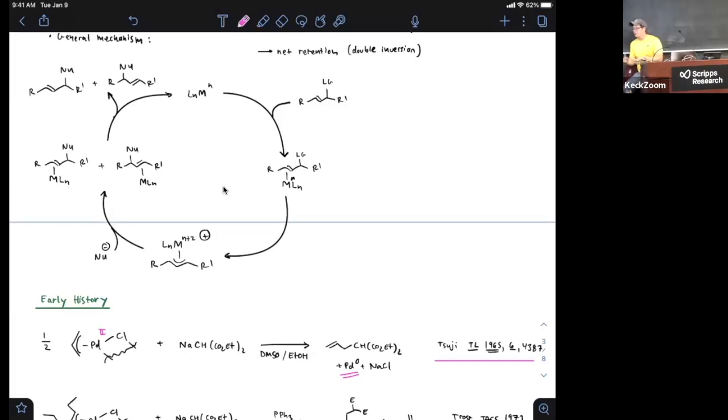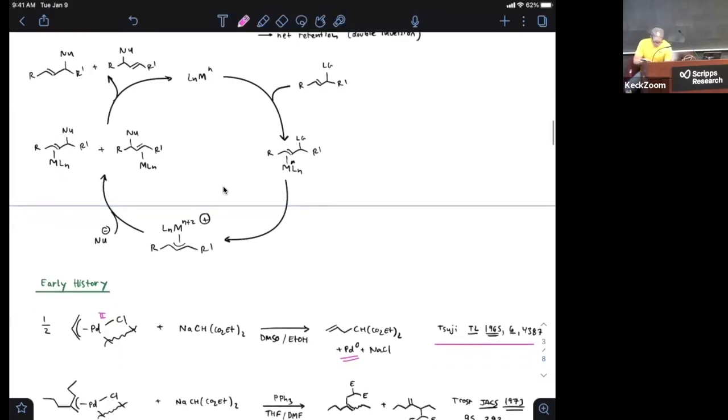Also happening during the 60s. So remember, with organopalladium chemistry, organopalladium catalysis coming online, people are asking what types of nucleophiles can we throw in here to trigger bond formation? What types of electrophiles? We've seen alkenes react. Can allyl leaving groups react, etc.